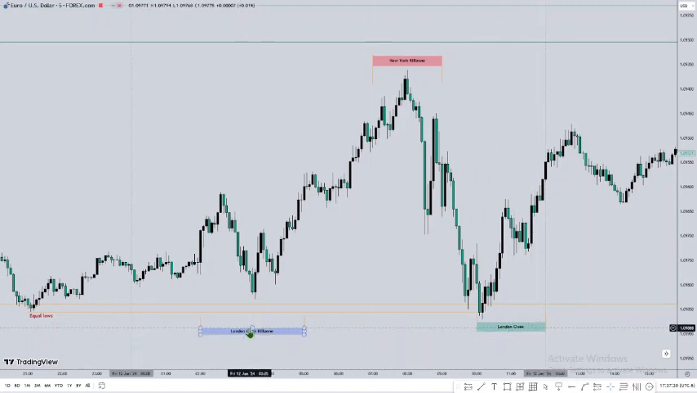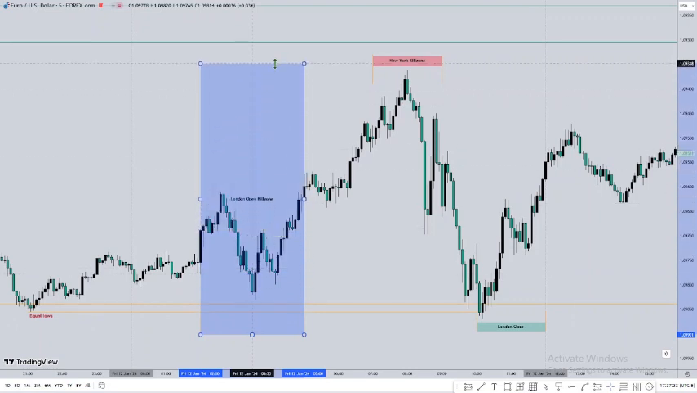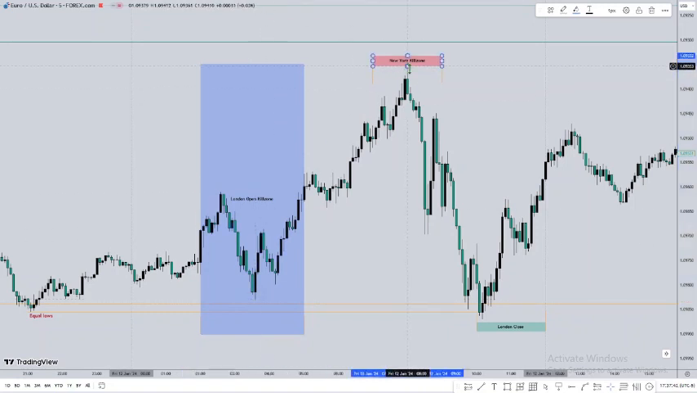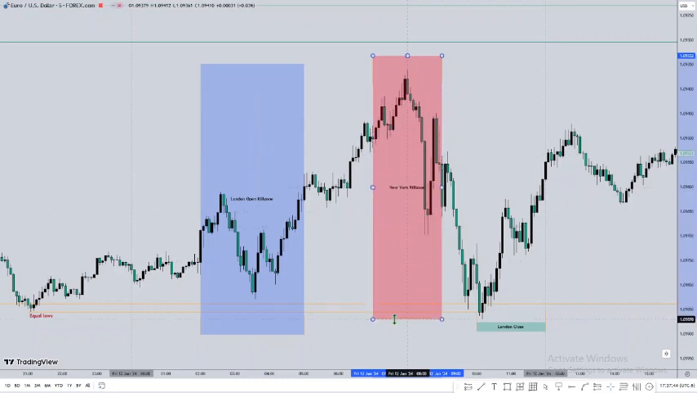Now, when you check what happened during those times, that is when major lows were formed. Hello guys, it's for a reason. Check out the New York session. That is when major movement would occur.